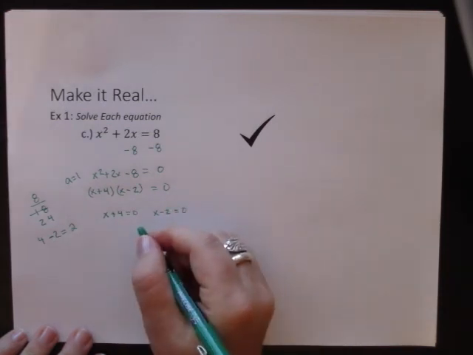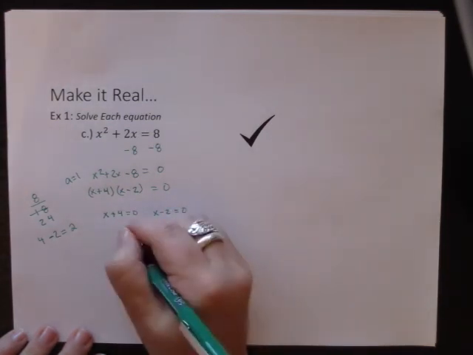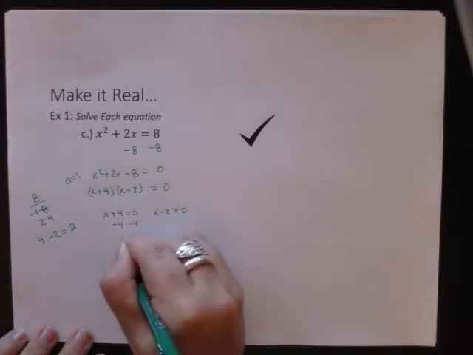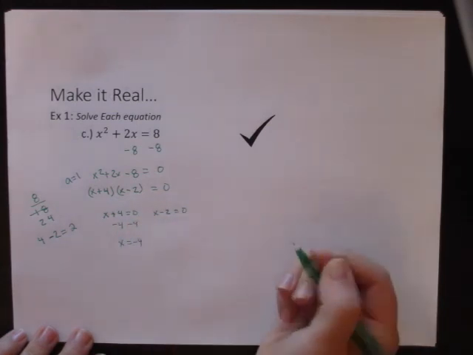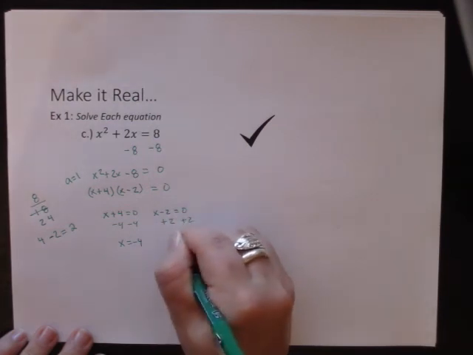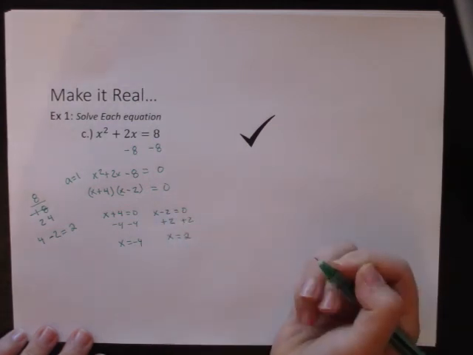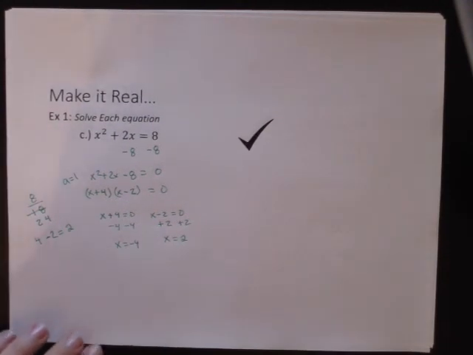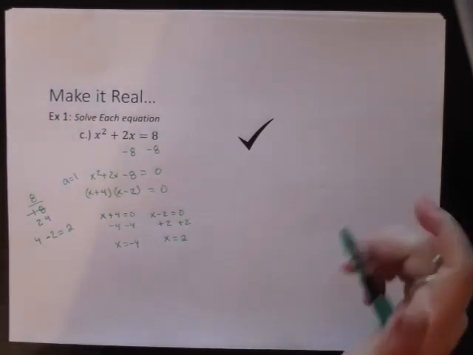So for my first equation, I have to solve this. This is step 4. I'm going to subtract 4 on both sides, so I get x equals negative 4. Right here, I'm going to add 2 on both sides, so I get x equals a positive 2. Because I have 2 solutions, now I have to check them.